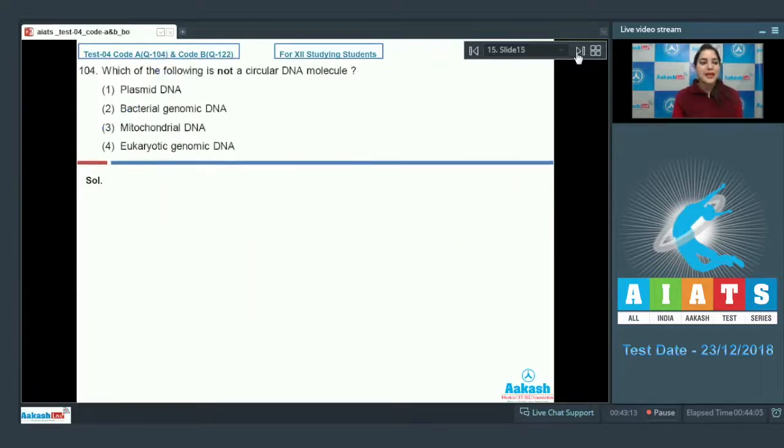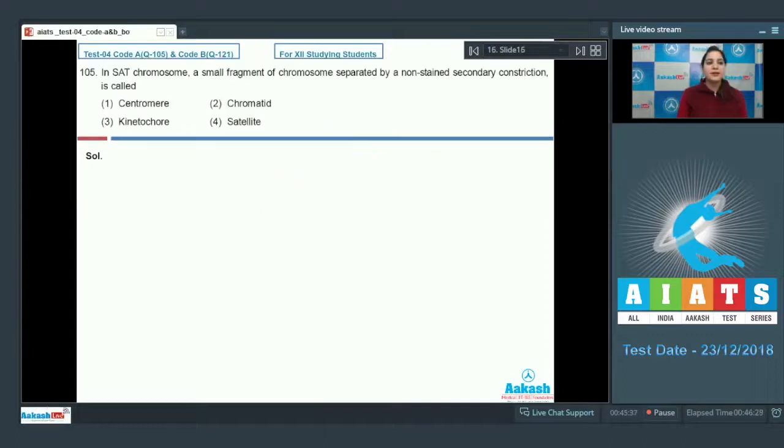Let us move further. The next question is, which of the following is not a circular DNA molecule? Plasmid is circular, bacterial genomic DNA is circular, mitochondrial DNA is also circular, but eukaryotic genomic DNA is not circular, it is linear. Therefore, students, the answer is option 4. Very simple question.